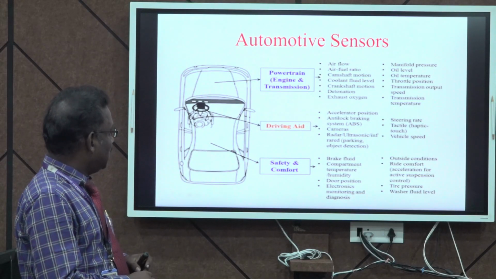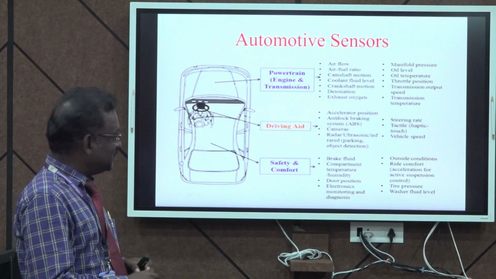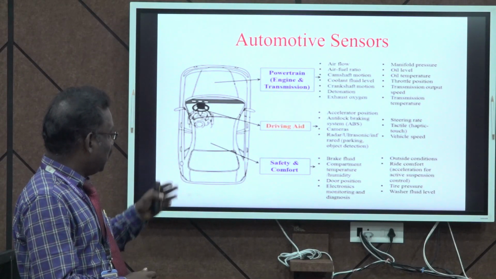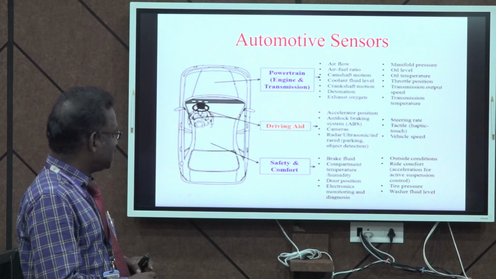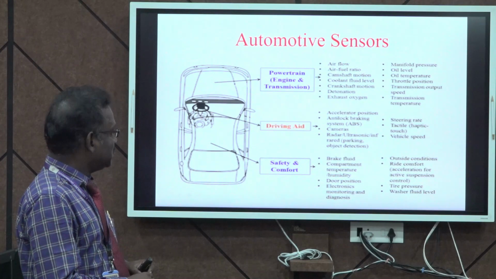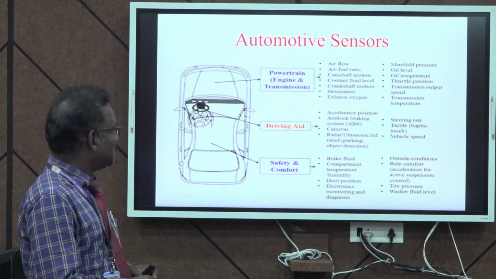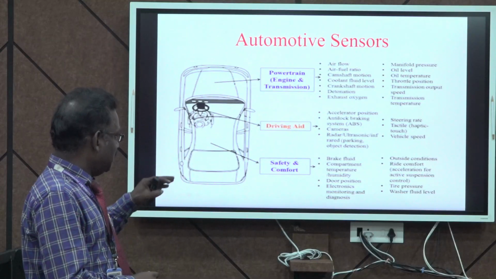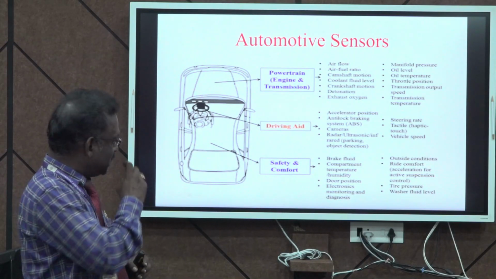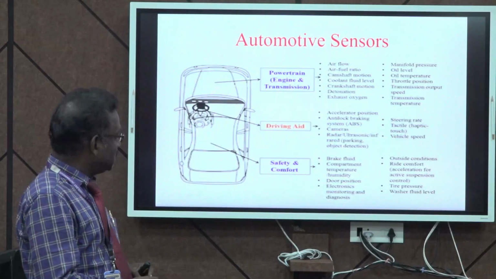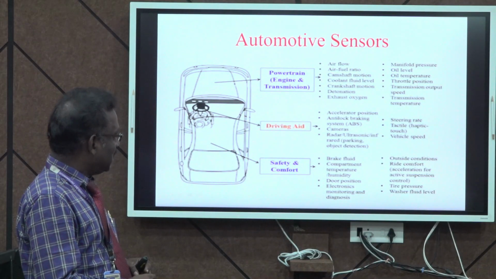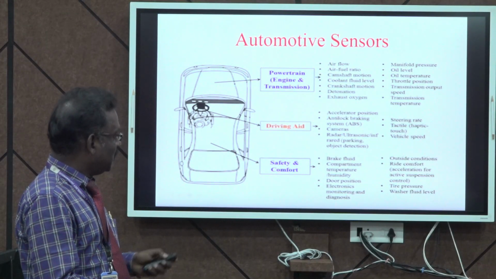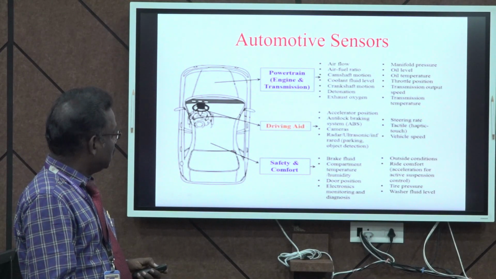In the driving aids, we use sensors like the accelerator position sensor to measure the amount of pressure applied on the gas pedal, the anti-lock braking system sensors, cameras, radar, ultrasonic and infrared sensors, steering rate sensor, tactile sensor, as well as vehicle speed sensor. For safety and comfort, sensors like the brake fluid level sensor, compartment temperature and humidity sensor, door position sensor, electronics monitoring and diagnosis sensor, outside condition sensors, ride comfort sensor, tire pressure sensor, and washer fluid level sensor are used.